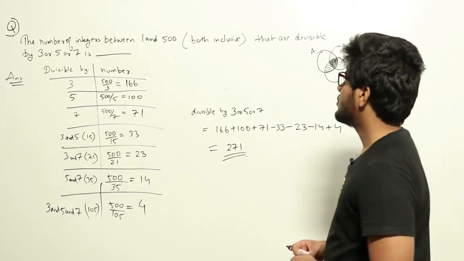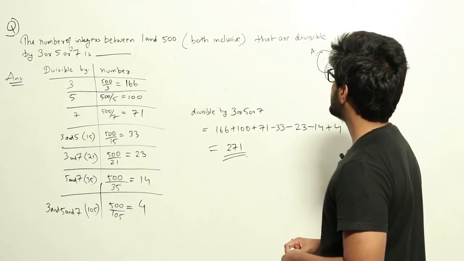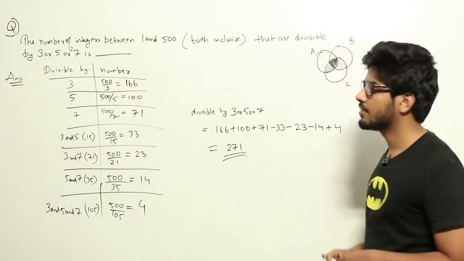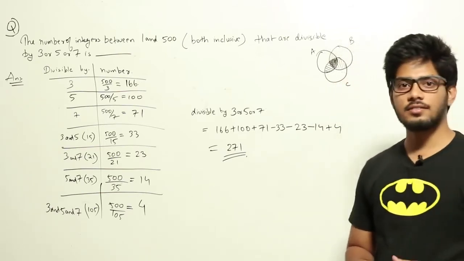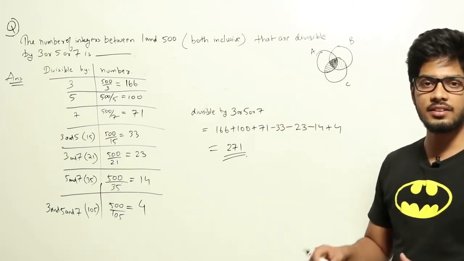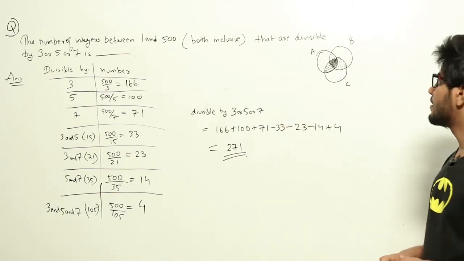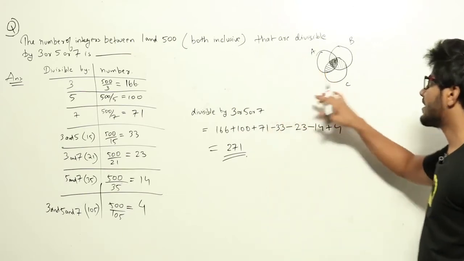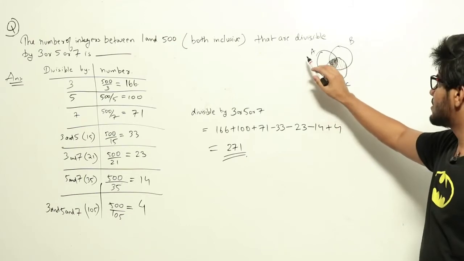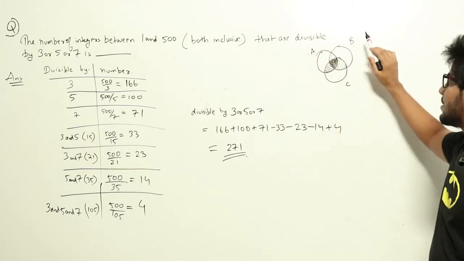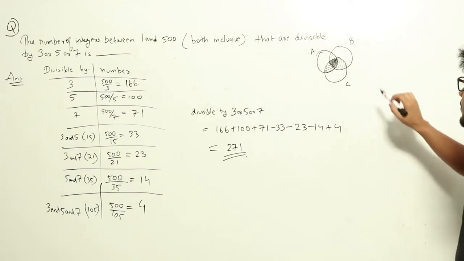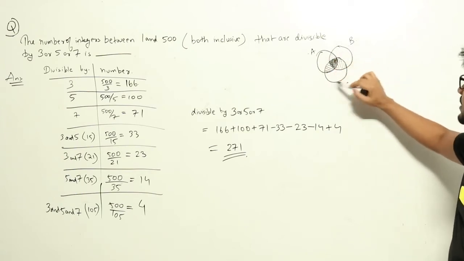The number of integers between 1 and 500, both inclusive, that are divisible by 3 or 5 or 7 is dash. So in the question, they are asking us to find the number of integers between 1 and 500 that are divisible by 3 or 5 or 7. If you take a look at this Venn diagram, let A represent the numbers divisible by 3, B represent the numbers divisible by 5, and C represent the numbers divisible by 7. We need to find the union of all these three.